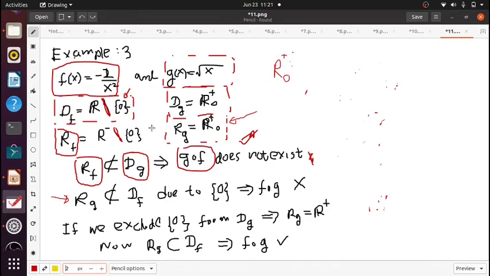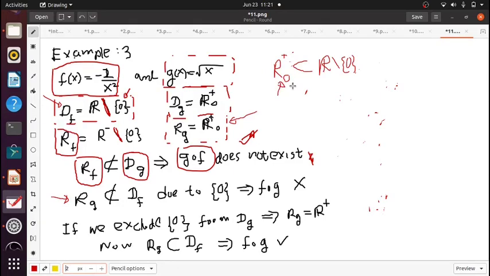What about the domain of f? The domain of f is all the real numbers excluding 0. Now if we had only the set of R, definitely it would be a subset. But in this case the problem is 0.